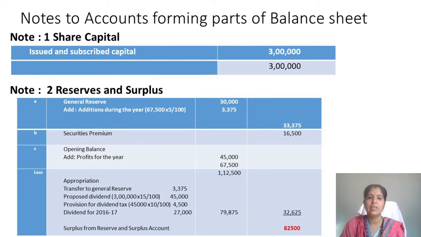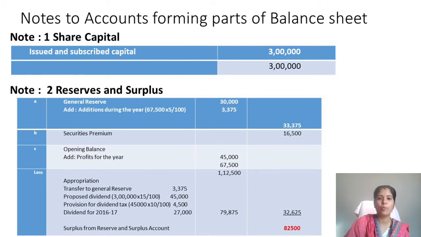Proposed dividend on 3 lakh, that is your equity share capital. On 3 lakh, 15% has to be considered. So 45,000. Provision for dividend tax on 45,000, you are supposed to consider 10%. So 10% of 45,000 is 4,500. Dividend for the year 2016-17, 27,000. It is already given in the problem.